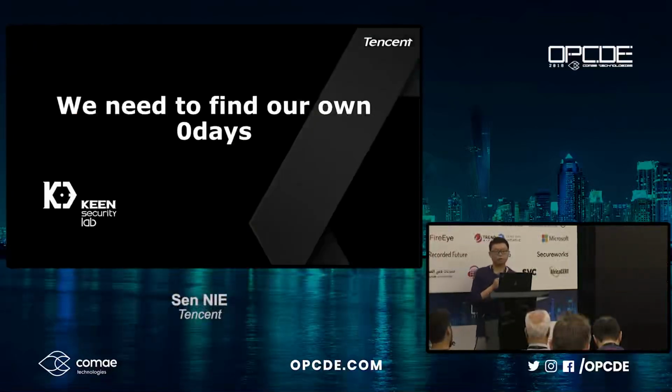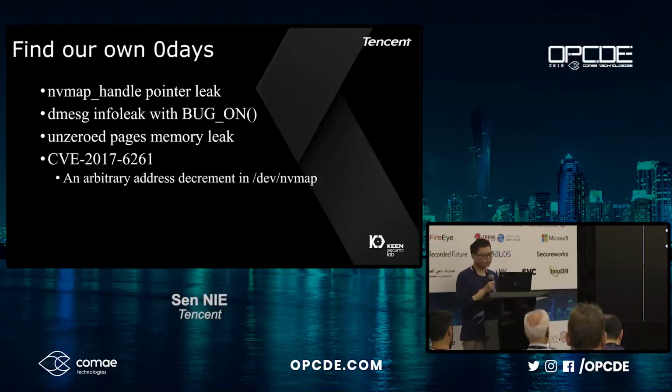After we reviewed all the known vulnerabilities, we realized that we cannot easily exploit the Tesla kernel with a known vulnerability. So at that time, we needed to find our own zero days, our own vulnerabilities. To be honest, after we dug into the source code, I must say that the code quality of the NVMap module is not very good. So we found some interesting bugs.